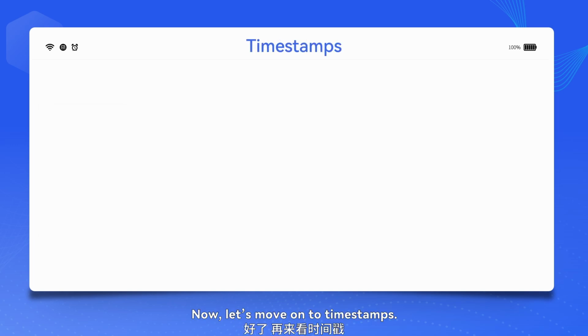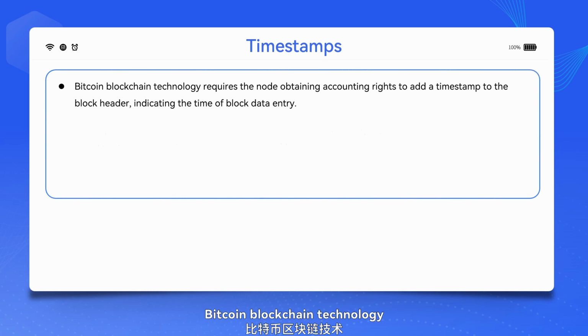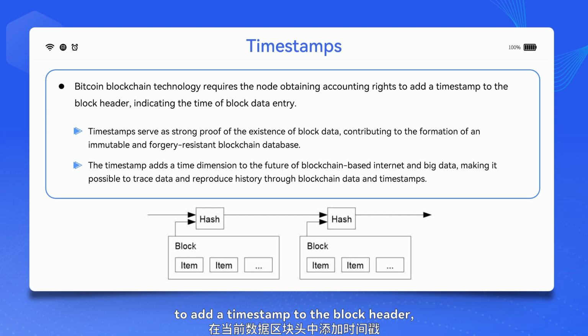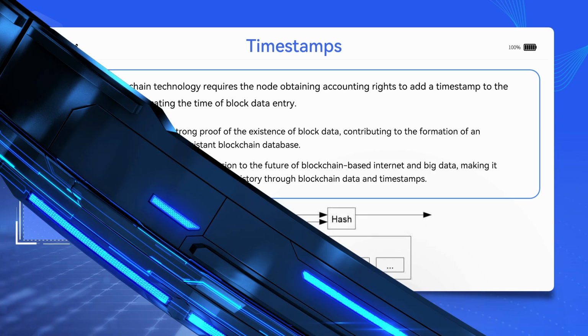Now, let's move on to timestamps. Bitcoin blockchain technology requires the node obtaining accounting rights to add a timestamp to the block header, indicating the time of block data entry. Timestamps serve as strong proof of the existence of block data, contributing to the formation of an immutable and forgery-resistant blockchain database.